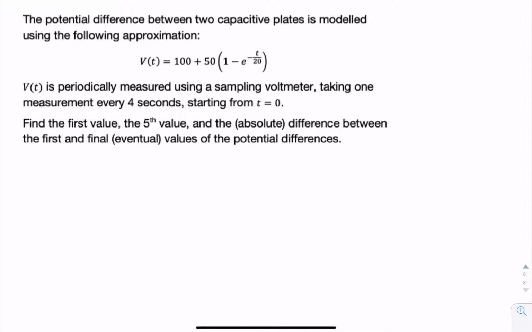In this question, we're given a continuous time signal that is sampled, and we're asked a few questions about the sampled signal. We're asked for the first value, the fifth value, and the difference between the first and the eventual value.